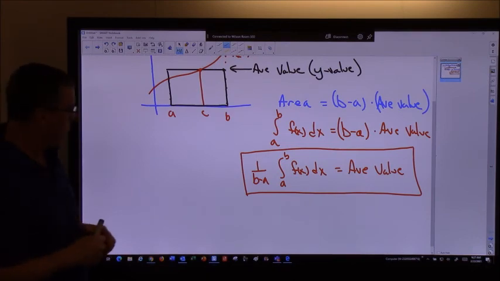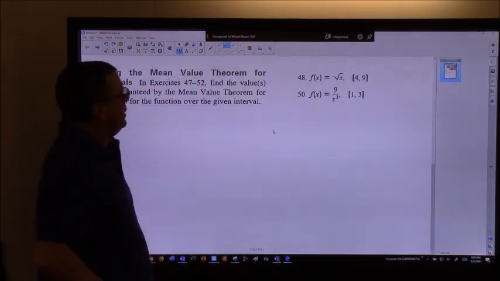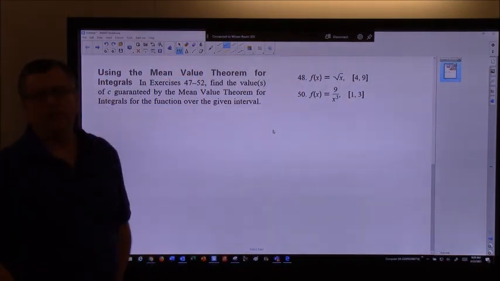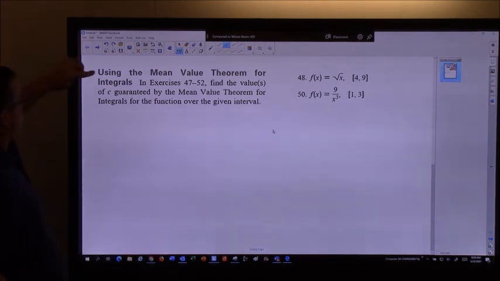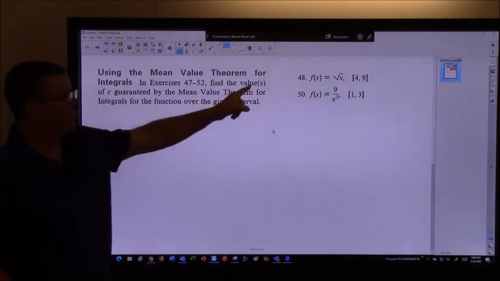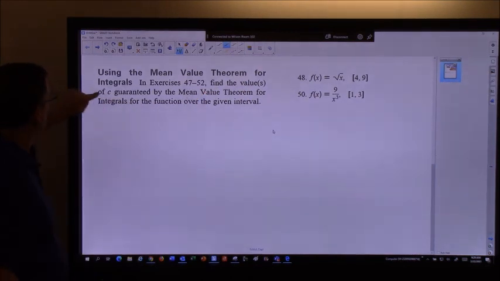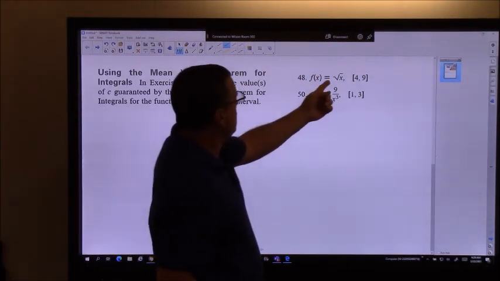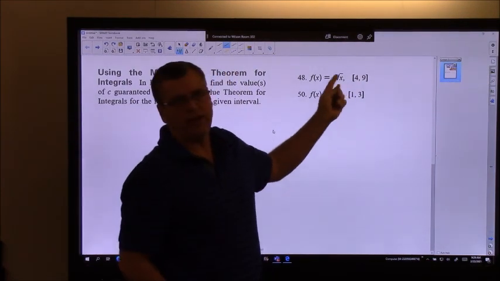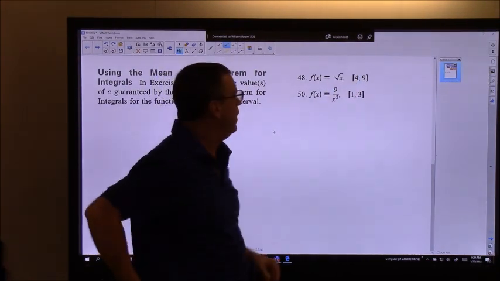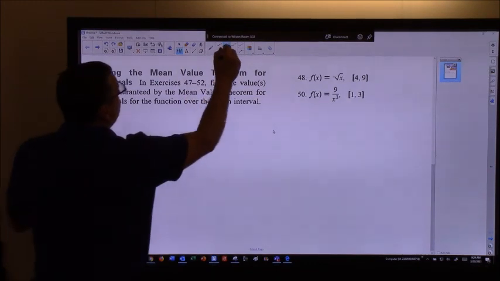All right, let's try a problem here. I'll do the first one here, and then I'll let you guys try the second one. So using the mean value theorem for integrals, they want us to find the value of c, or values, there could be more than one, it's possible. Find the value of c, guaranteed by the mean value theorem for integrals for the function over the given interval. So the first thing I need to do is figure out what the average value of this is. All right? So I'm going to do number 48 here.